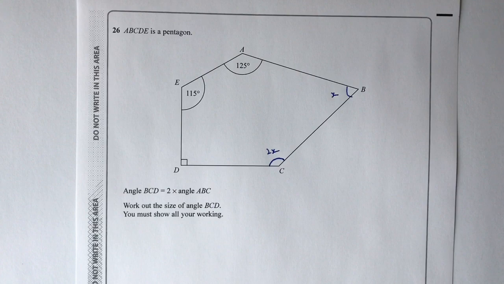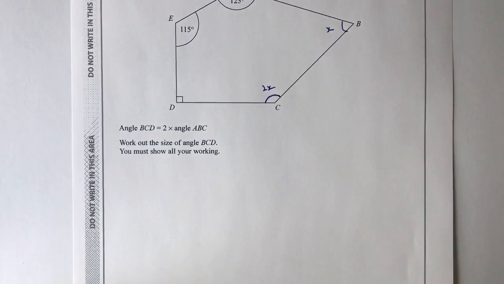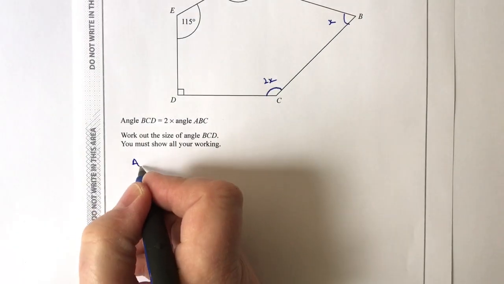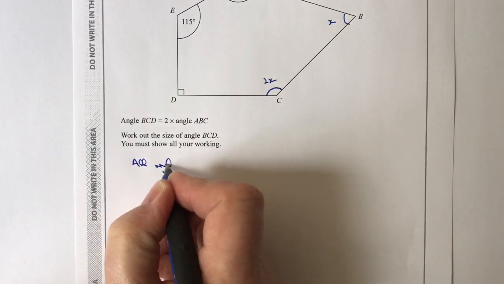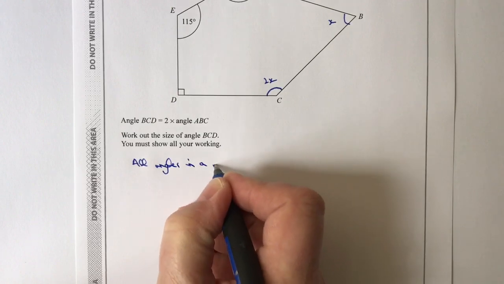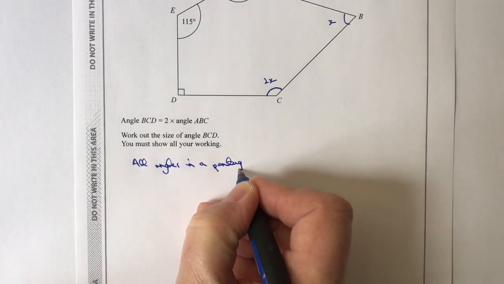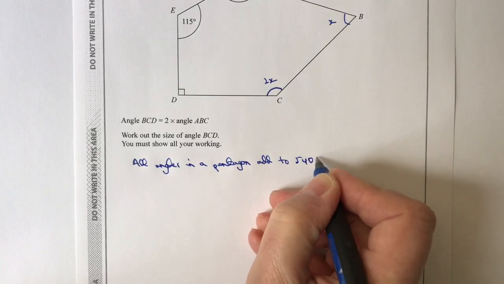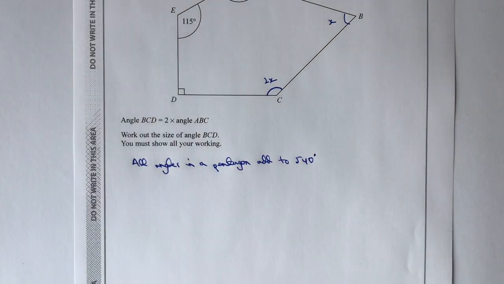Then we're being asked to work out the size of those angles, or the size of the 2x angle. One of the things that can help us here is to know that the angles in a pentagon add up to 540 degrees. So I know that all angles in a pentagon add to 540 degrees. Now you either kind of know that or you work it out, and it's entirely up to you.